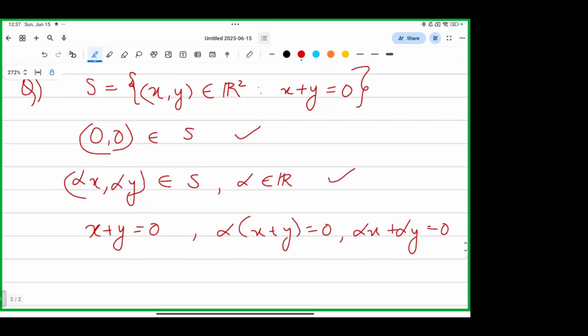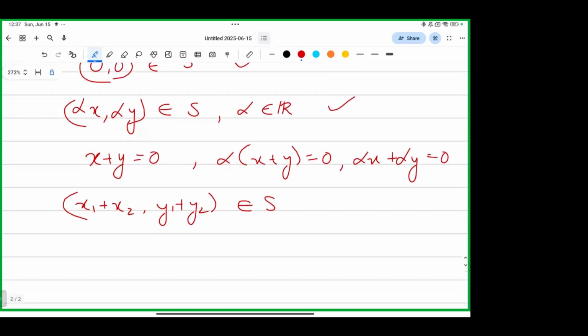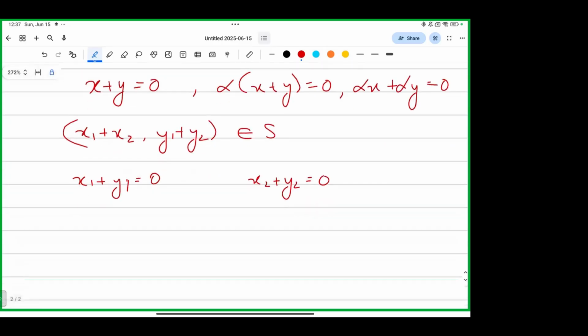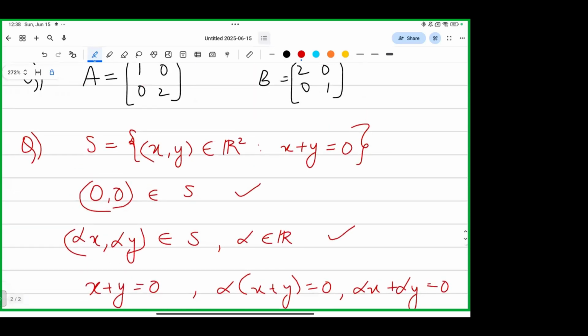Third, (x1 plus x2, y1 plus y2) should belong to S, where (x1, y1) and (x2, y2) belong to S. If x1 plus y1 equals 0 and x2 plus y2 equals 0, then adding these two equations, x1 plus x2 and y1 plus y2 is also equal to 0. So this property is also fine. So it is a subspace.